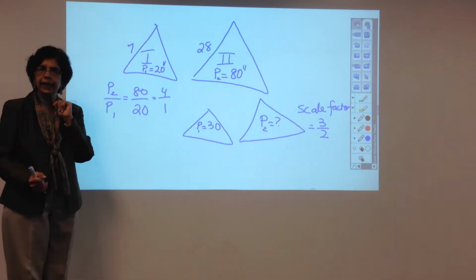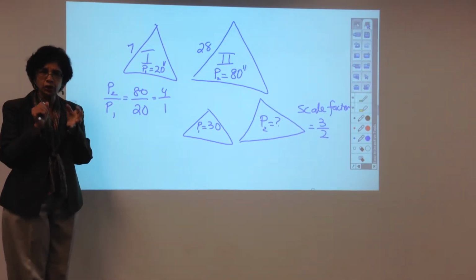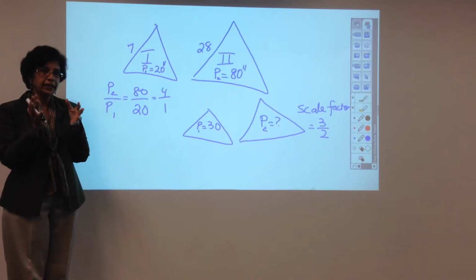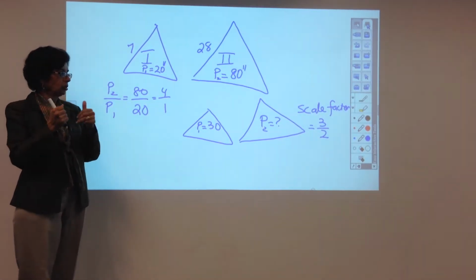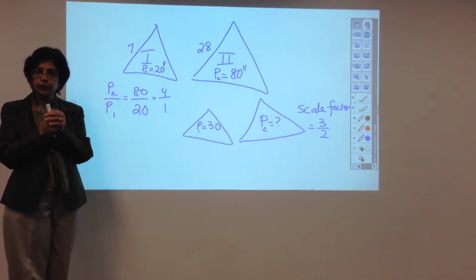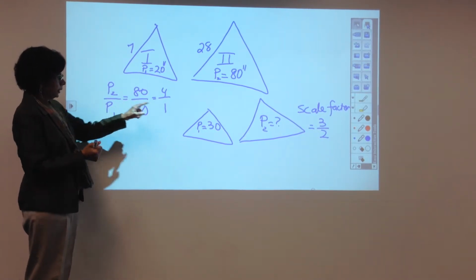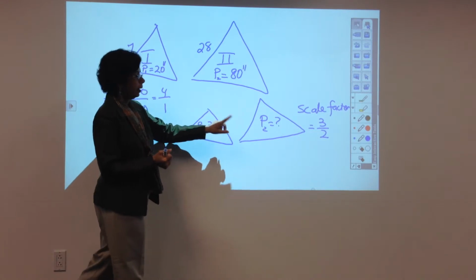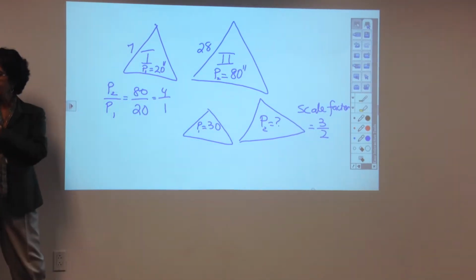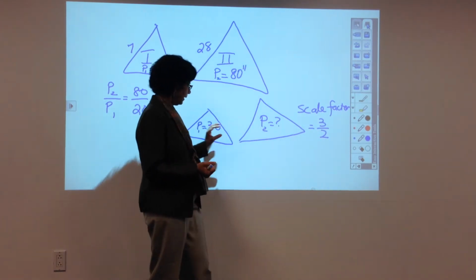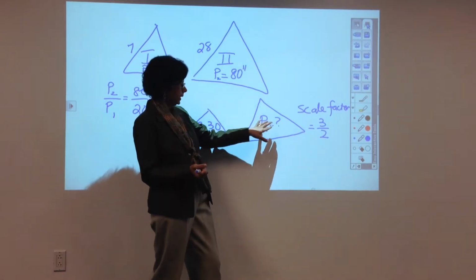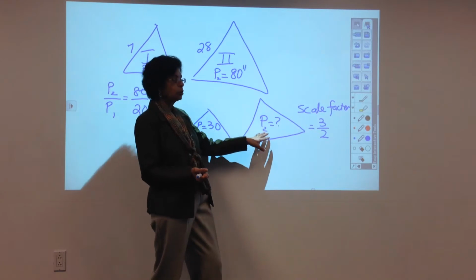I want to say yes, but I'm not 100% sure. That seems intuitively to make sense to me. So I'm just going to revert back to my formula, because remember, the scale factor is 3 to 2 means, and if we rely on the drawings, this would be 2 and this would be 3.